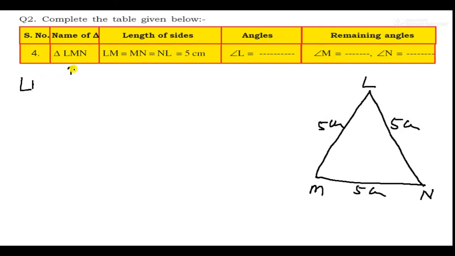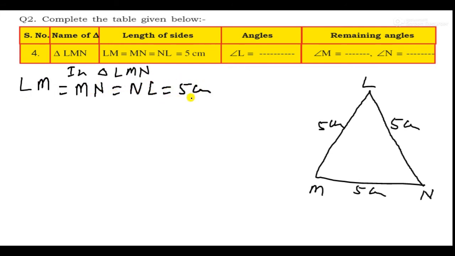So you have to write LM. First of all, in triangle LMN, what will happen? Angle L. No, not angle L. It is the side LM. So first you have to write side LM is equal to MN and is equal to NL. It is given as 5 centimeter. That means it is an equilateral triangle. That means all the angles are equal. So angle M is equal to angle N is equal to angle L, and let it be X.